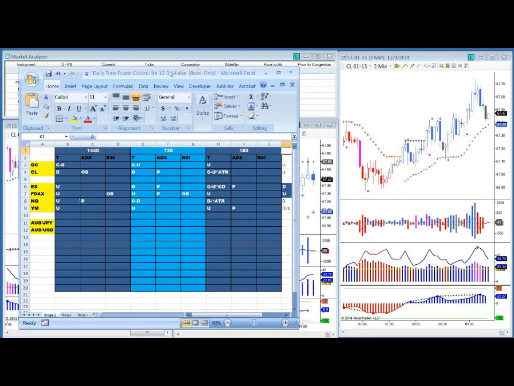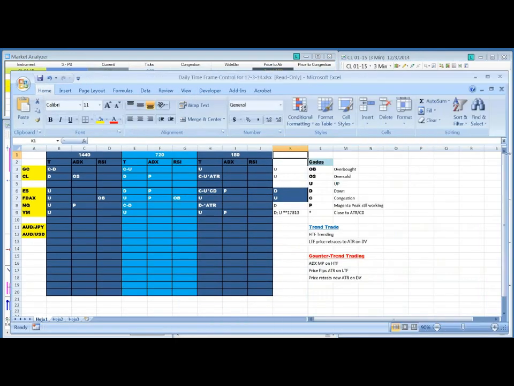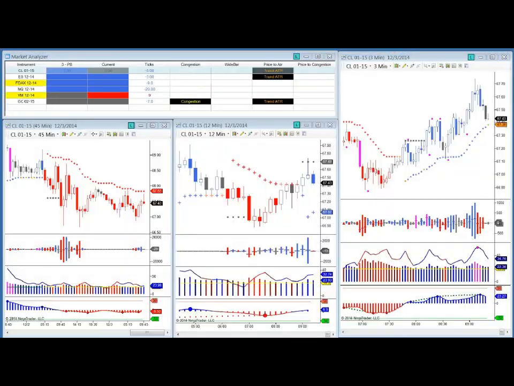And in the spreadsheet, it really tells you: trend trade, higher time frame trending, lower time frame, price retraces to the ATR on diverging volume. Counter trend trade, ADX magenta peak on a higher time frame, price flips the ATR in a lower time frame, then it will retest that new ATR on diverging volume. If those conditions are not met, you do not take a trade. Okay?